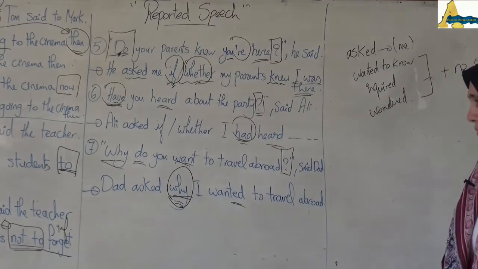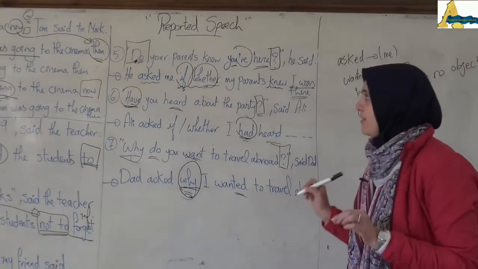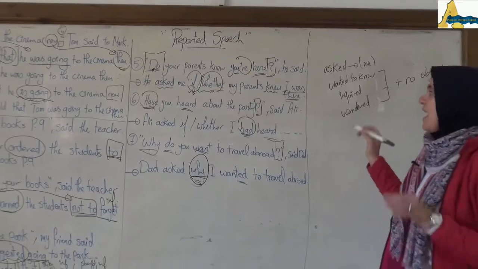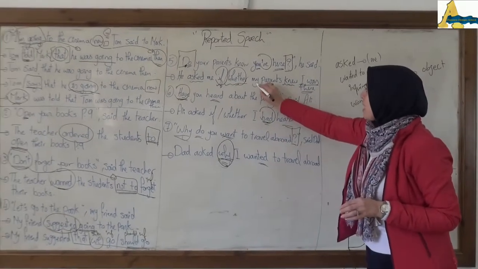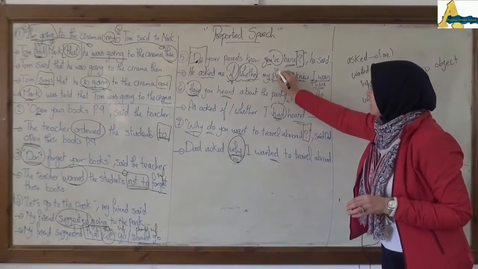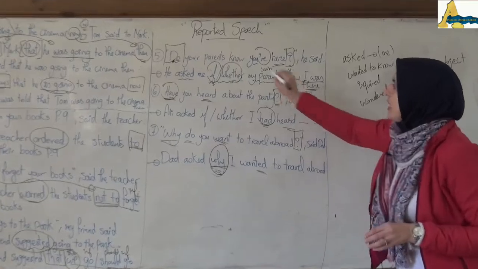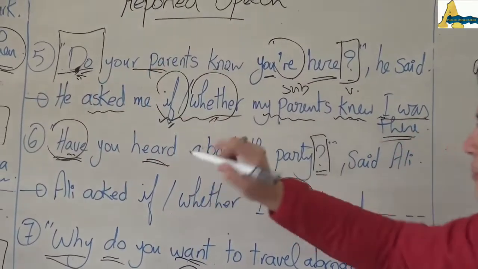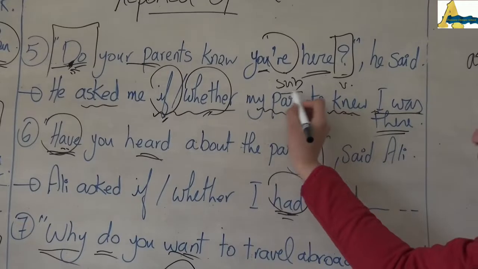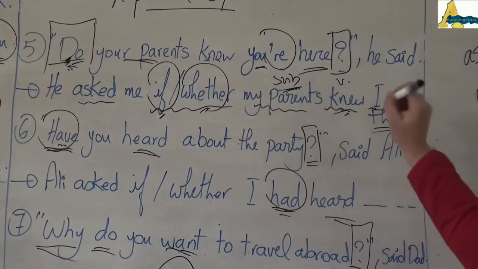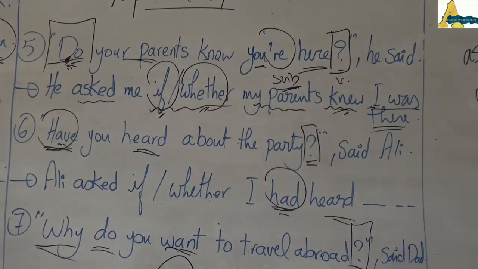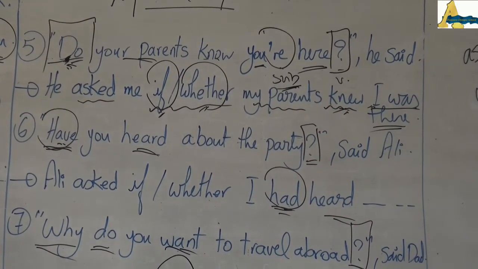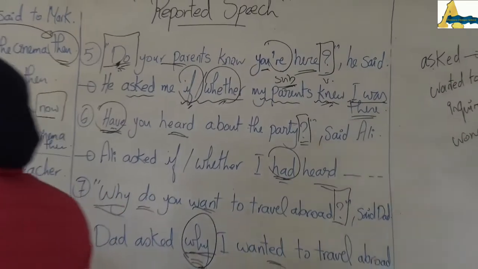The most important point in the reported question is to start with the subject before the verb, not like the question. In the question, I start with the helping verb, then the subject. But in the reported question, you put the subject before the verb. And this is the most important point about the question.